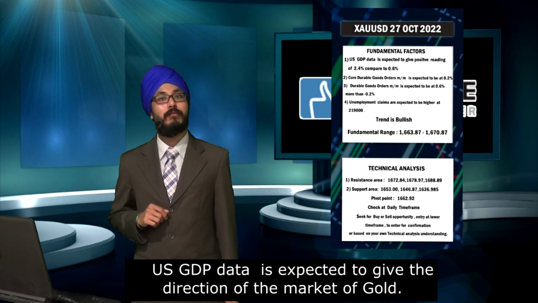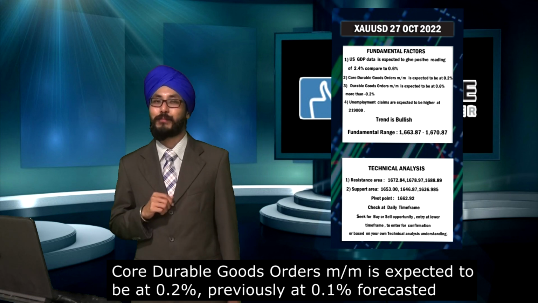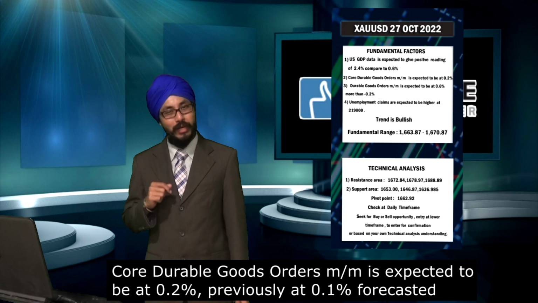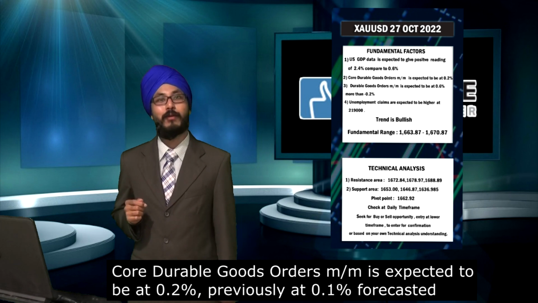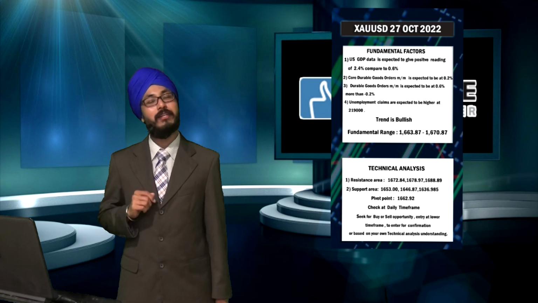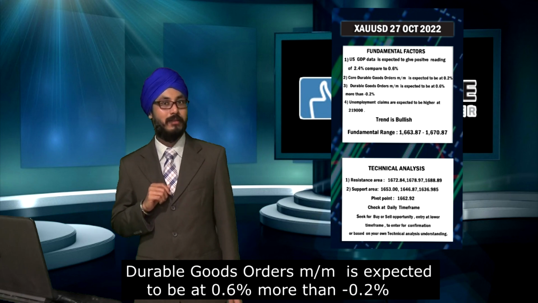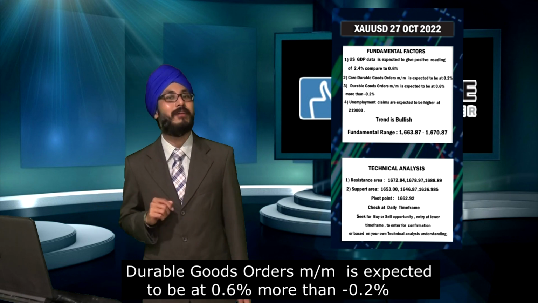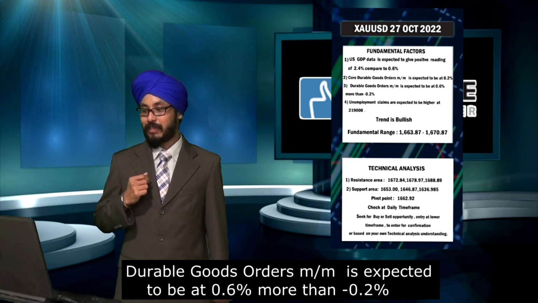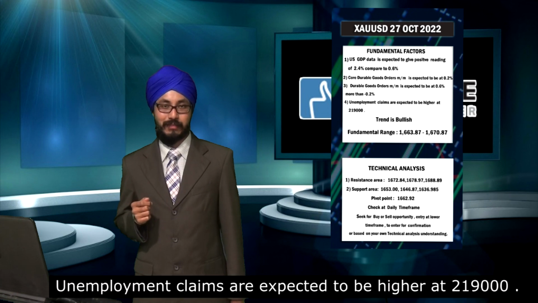Secondly, moving forward, we will look at the core durable goods, which are expected to be at 0.2%, which is really less compared to what was being forecasted, at 0.1. Thirdly, the durable goods are being forecasted at 0.6% compared to negative 0.2%. And lastly, the unemployment claims are expected by the analysts to be much higher at 219,000.